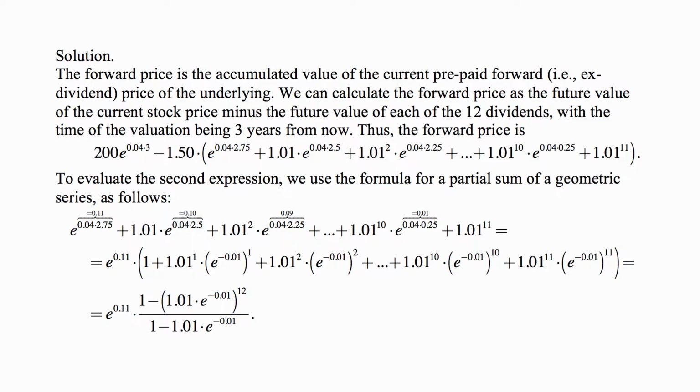and of course that is equal to, it's like if you have 1 plus q plus q squared and so on up to q to the n minus 1, that's equal to 1 minus q to the n over 1 minus q. In this case, 1 minus 1.01 times e to the minus 0.01 to the 12th divided by 1 minus 1.01 times e to the negative 0.01. And of course we factored out e to the 0.11 to make sure that the rest looked like that partial sum of a geometric series.